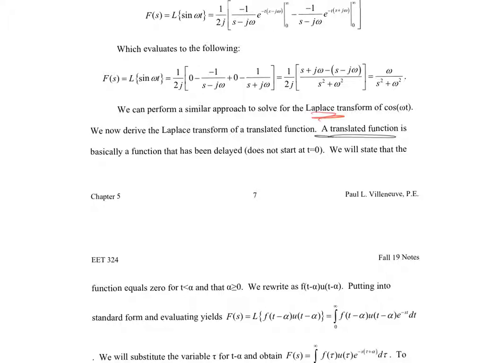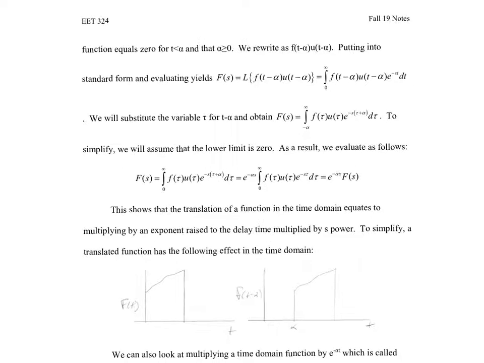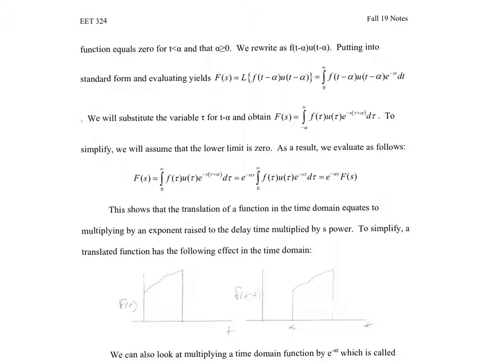So a translated function is, again, the one that does not start at time t equals 0. So how we handle that is exactly the same as before, right? So you're going to have our function, but what we're going to do is add this unit step, which essentially says it doesn't actually start until a certain time.